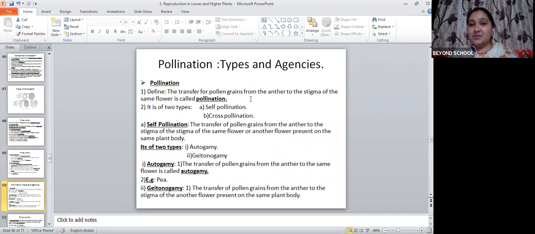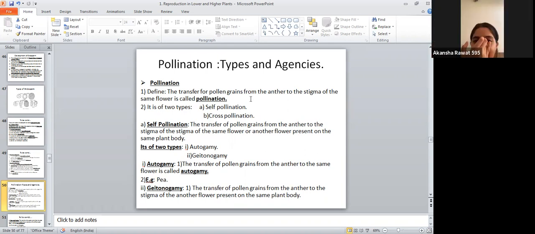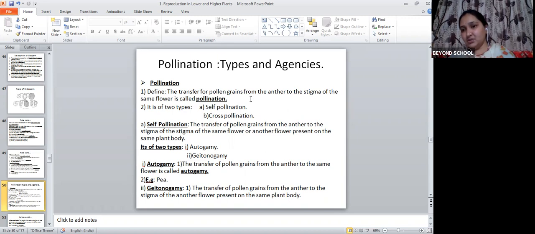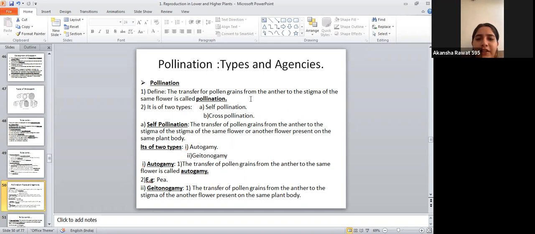Now, pollination and its types and agencies. In nature, there are different types of pollination which are carried out. What is the meaning of pollination, dear? Transferring or carrying of pollen grains from one plant to another plant is called pollination.